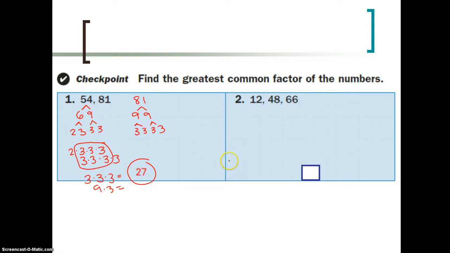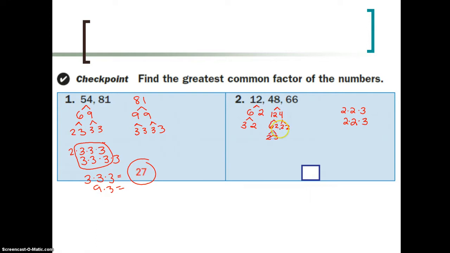Try number 2. Pause the video. 12, let's do the factor tree method. Again, I prefer this way. Your listing can just get very tricky. And then I'm going to put my 2 times 2 times 3. I'm going to make a big list. 48 was 12 and 4. 6 and 2. And that 4 became 2 and 2. This is 2 and 3. So we have a 2 times 2. We actually have a 3.